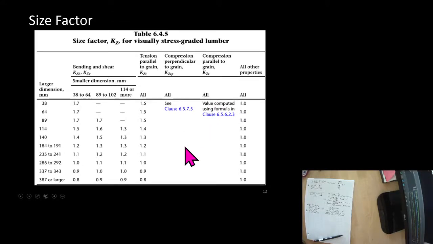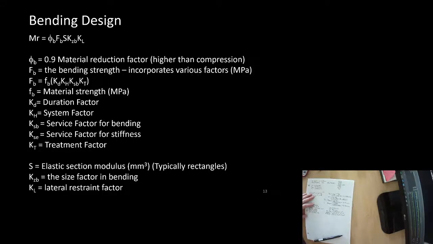Size factor. So we have a larger dimension of 235, and we have a smaller dimension of 38. Now, I know you're saying, but we have 76. We have 2 plies. But this visual grading was based on each individual member. So there's not a knot hidden inside that couldn't be seen. We could see all 4 sides of these 38 millimeter wide members. So we're going to use the 235 by 38 for shear and bending is 1.1. So that gives us for shear and bending.